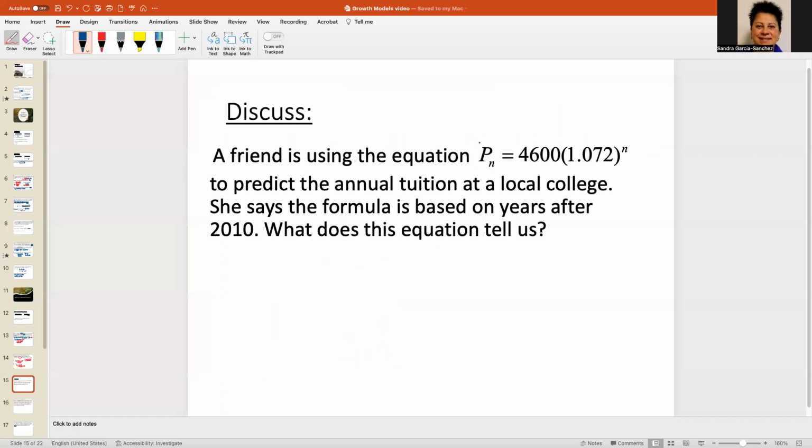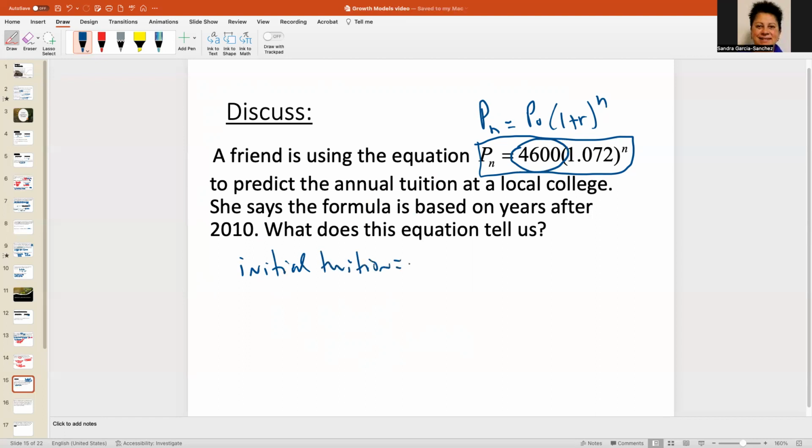Here again, it's just giving you this exponential form and it's asking you what is the meaning of that. And we talk about an annual tuition of a college in 2010. So since this is the formula, I can say that P sub 0 is $4,600. So I can say that the initial tuition is $4,600 in 2010.